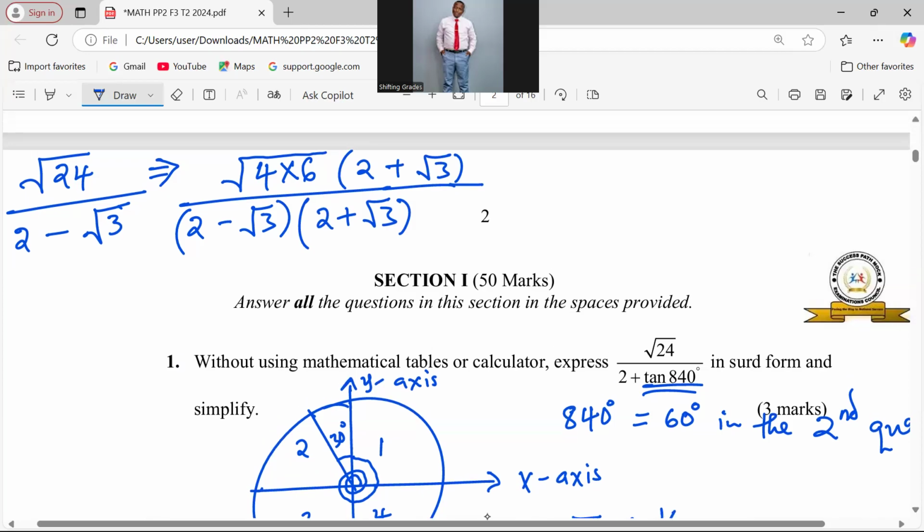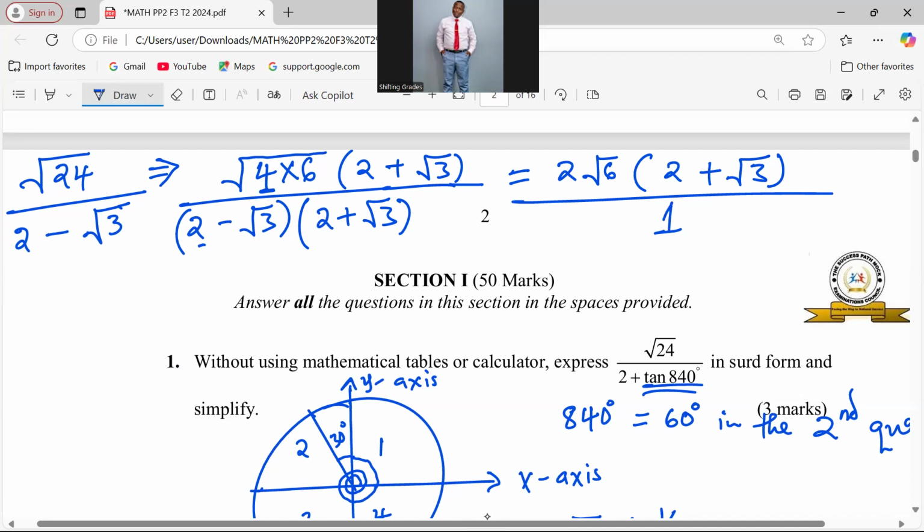But now when we examine the denominator, we should be able to notice that it's just a difference of 2 squares which has been factorized. So we expand it the way we are supposed to expand a difference of 2 squares. From simplifying the initial numerator, this becomes 2 root 6, then we are having 2 plus the root of 3, divided by the denominator, a difference of 2 squares, whereby we take 2 squared minus root 6 squared. So it will be 4 minus 3, which is just 1.